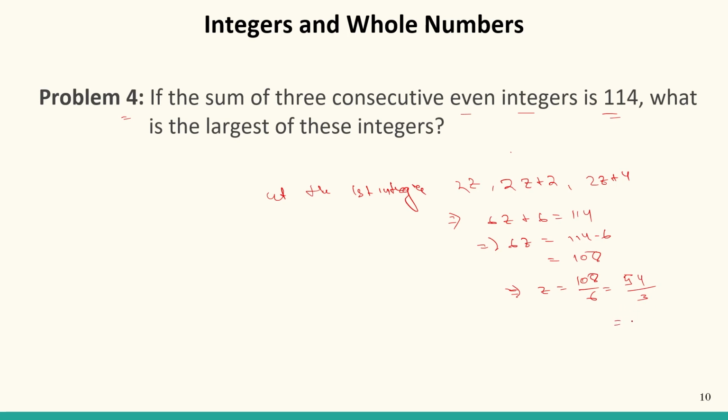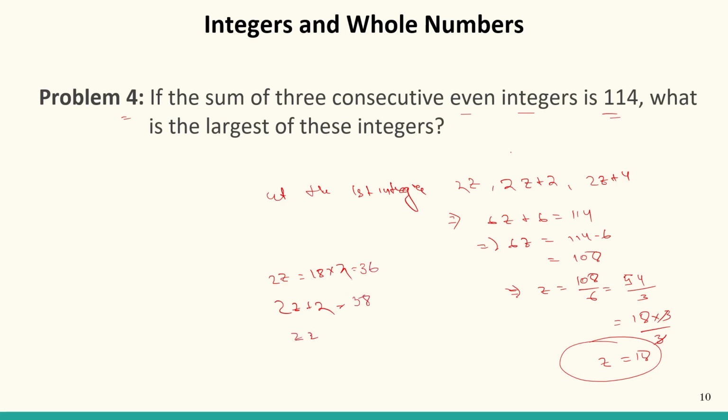So it is 18 into 3 by 3, right? So you can cancel 3 out from numerator and denominator. What we are left with is 18. So the even number, 2z, will be 18 into 2, right? And 2z plus 2 is equal to 36, right? So this will be 38.